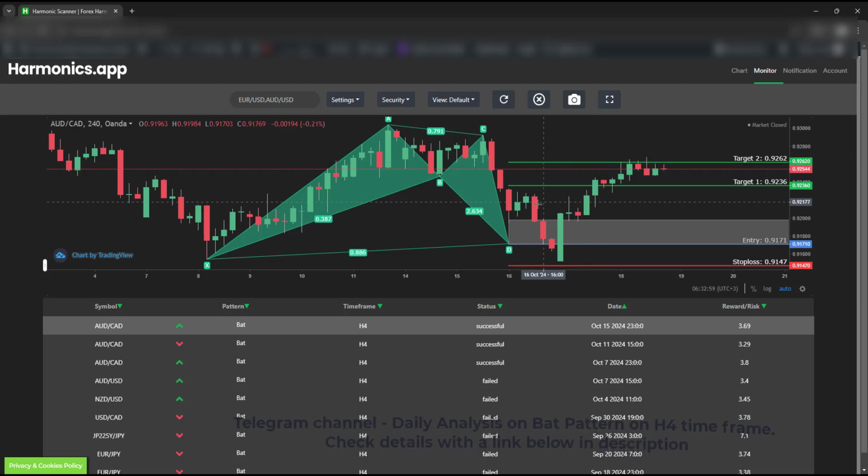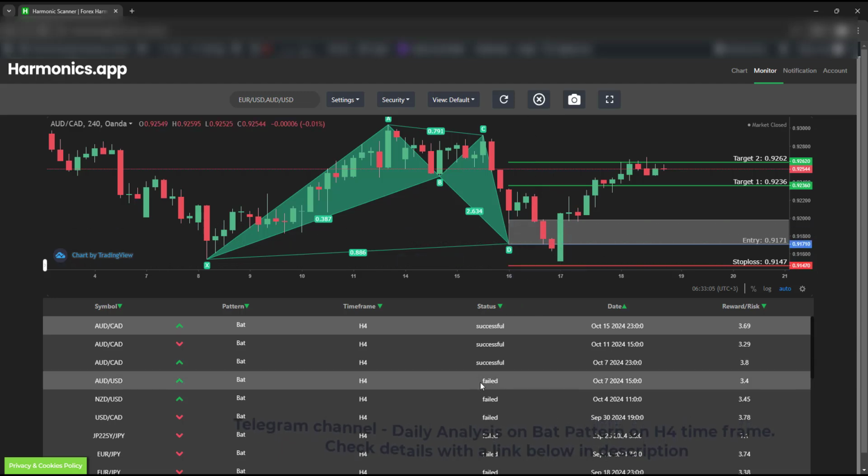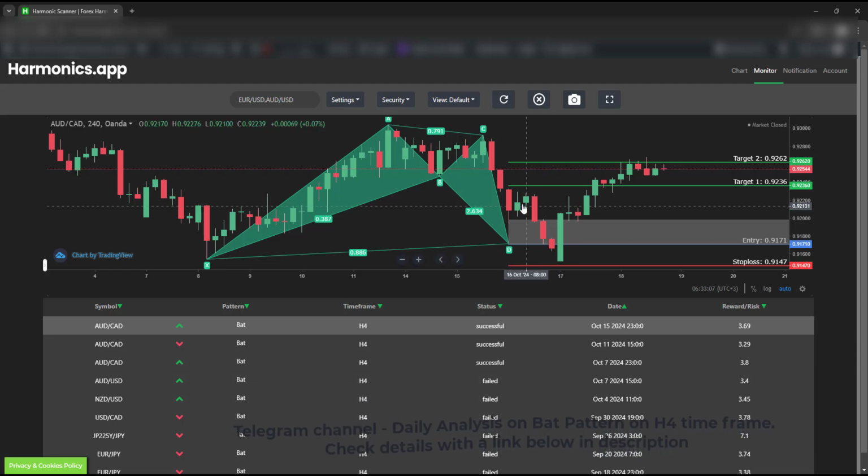But before that, the price should not reach a stop loss. If the price reaches the first stop loss, then it is a failed one, like in this example. I will show a little bit later. Now, in this case, we can see a potential reversal zone when the price has formed this candle.